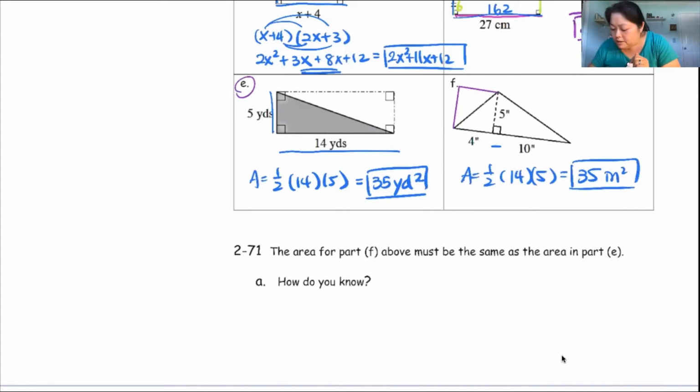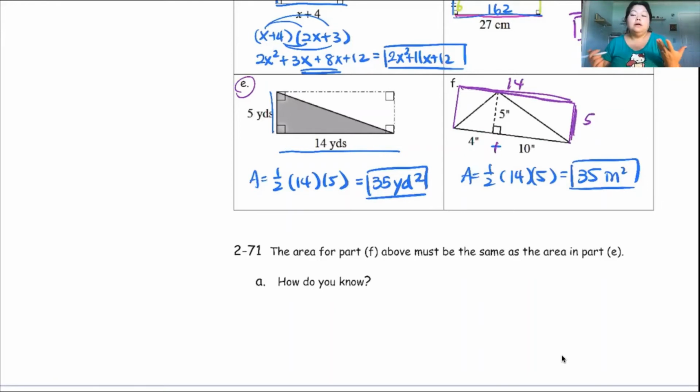And then I'm going to do the same thing to the other side and make it into a rectangle. So this is still a rectangle, and now this rectangle has a base of 14 because that's 4 plus 10, right? And it has a height of 5. So they have the same base and height in E and F.